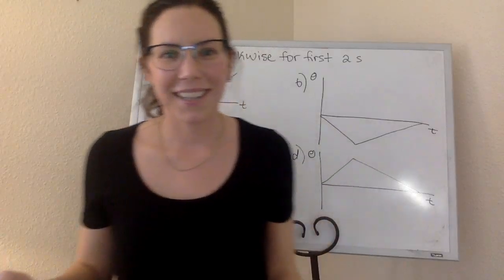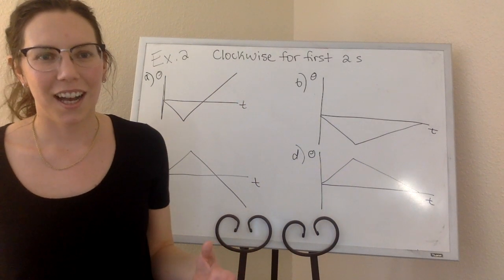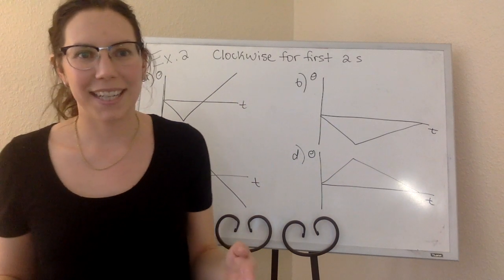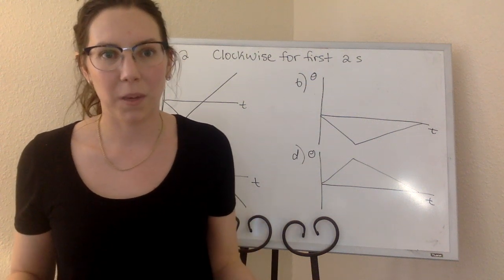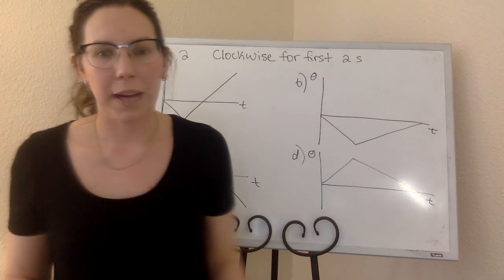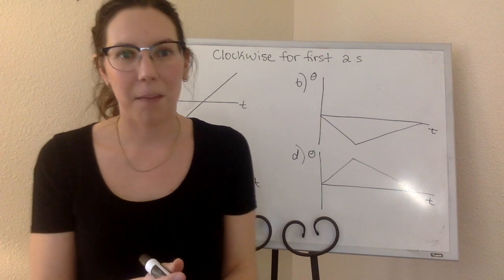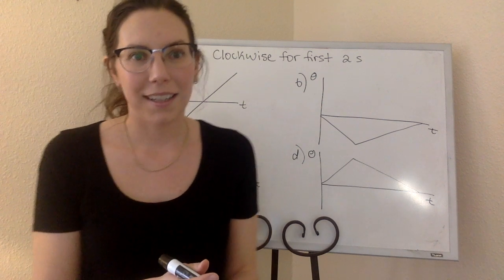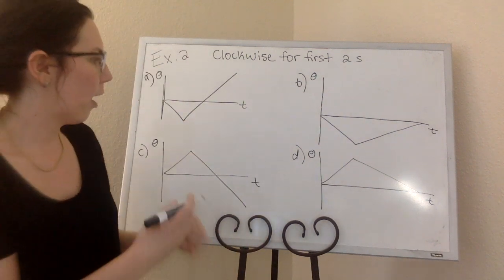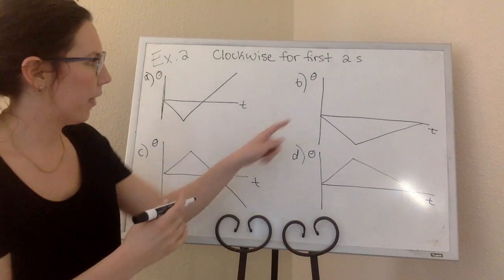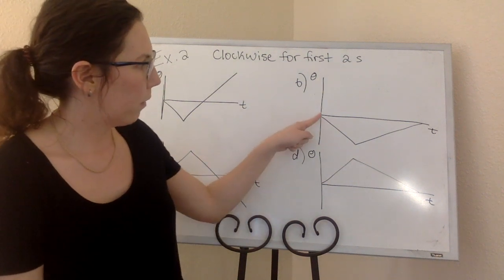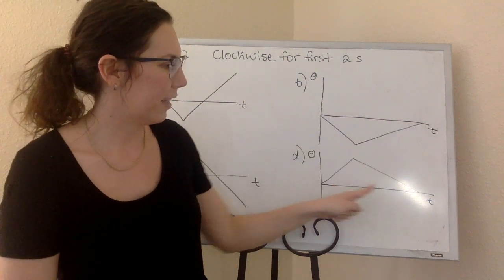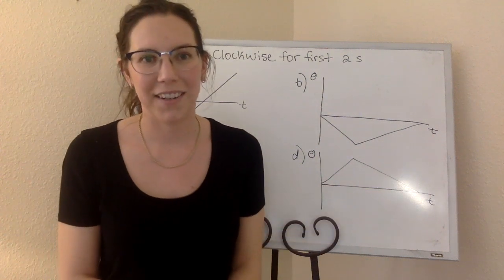All right, so I've sketched out these graphs here. We know that it breaks after 2 seconds and then returns to the starting point. So we do know wherever it starts, it has to return to that position. That can tell us which graphs here are an option. Based on that, it has to be either B or D, because both of these graphs return to the same 0 position where it started.